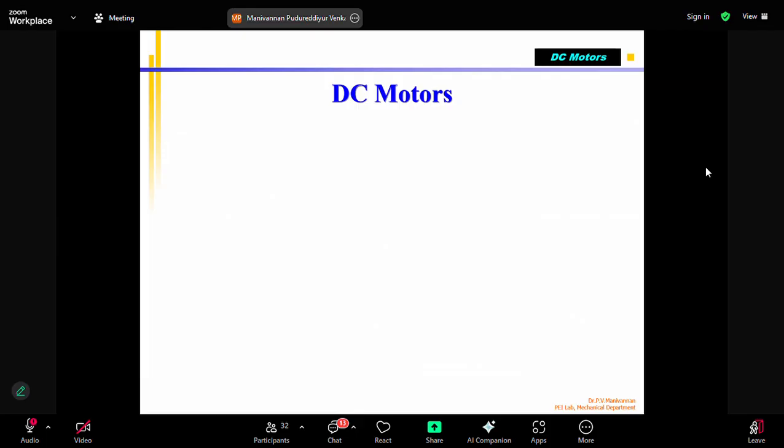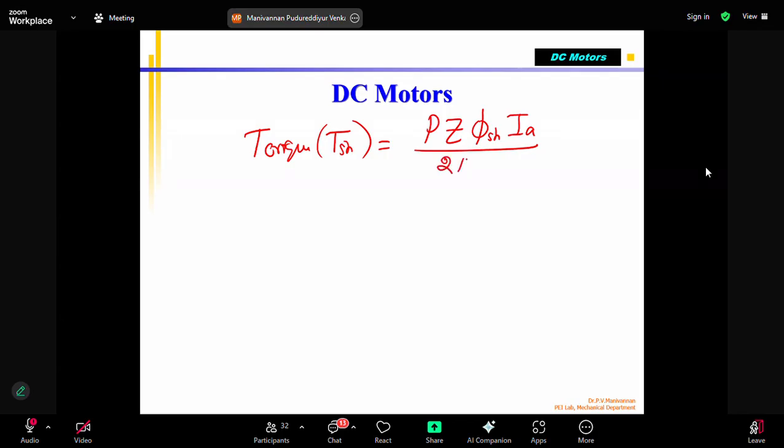Finally, before concluding, because I want to finish on time and at least complete this, the torque produced by a DC shunt motor is given by the equation PZ phi shunt into IA divided by 2 pi A. In some books this is called TG, that is nothing but generated torque. In some books they call it TG or TM, motor torque. All are the same.